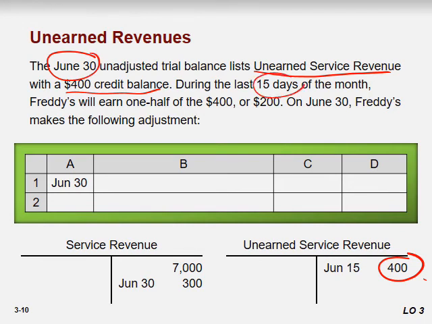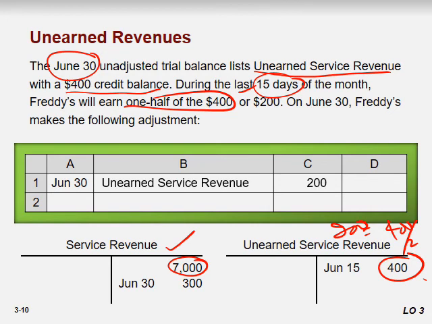So during the last 15 days of the month, Friday's will earn one half of the 400. So this 400 divided by 2 is 200, which Friday's will earn. So on June 30, Friday's will make the following adjustment. So don't confuse this with the 7,000. 7,000 is the previous balance of service revenue. So earned revenue, which is 200.